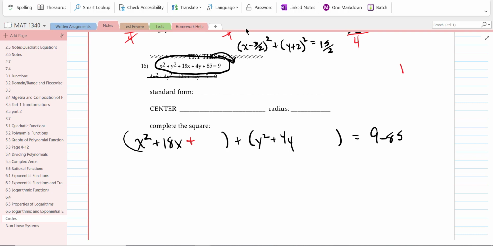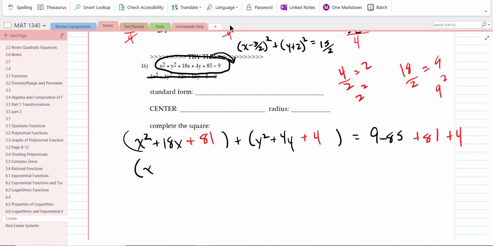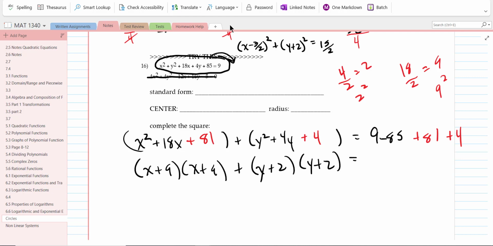Half of 18 is 9. Then 9 squared gives you 81, so you should have added 81 to both sides. On the 4, you take half of 4, which is 2. Square the 2, you get a 4. So this is basically how this should have worked, is like this. Okay, so this factors as x plus 9, x plus 9. This second one factors as y plus 2, y plus 2. The factors are always the same factor. That's why completing the square works. And then that side turned out to be 9.